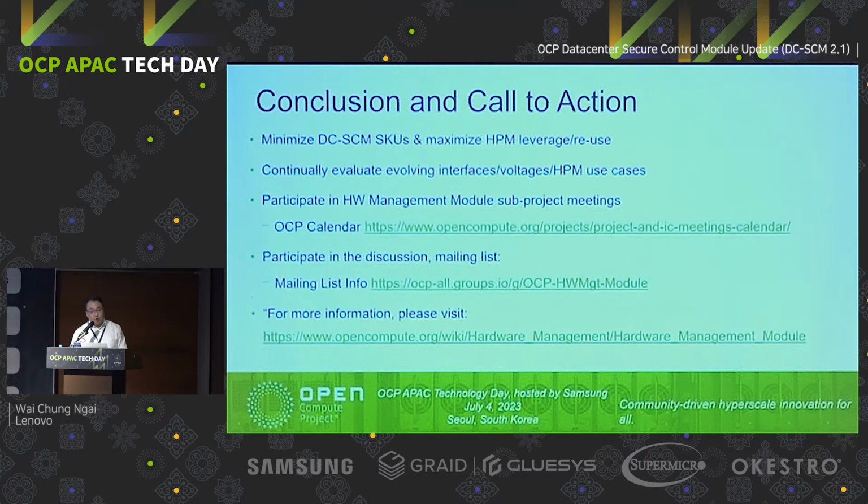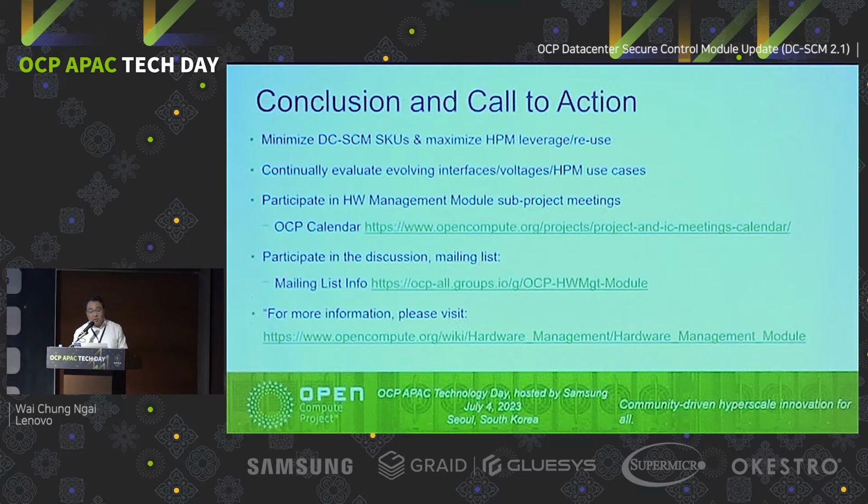Finally, the conclusion and call to action. First of all, we'd like to encourage minimizing the DC-SCM SKUs and maximizing the HPM leverage and use. For example, some hyperscaler customers have already said they are going to have this DC-SCM and support multiple generations of CPU technologies in their data center. That means for the next 2 to 3 generations, they are not going to change this, but they are going to change the motherboard side, on the compute.